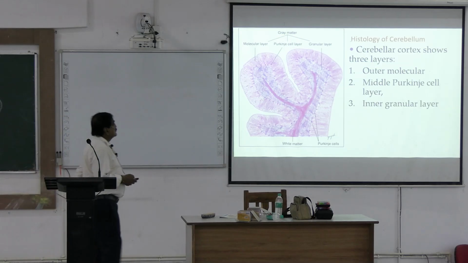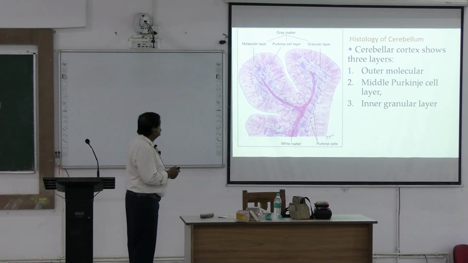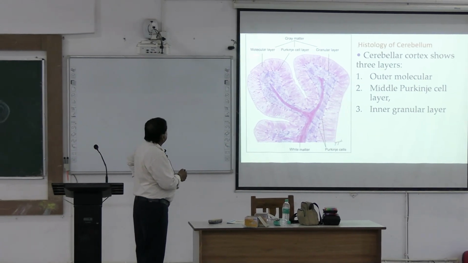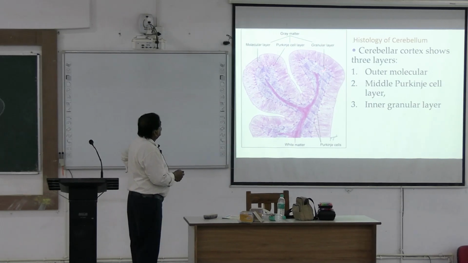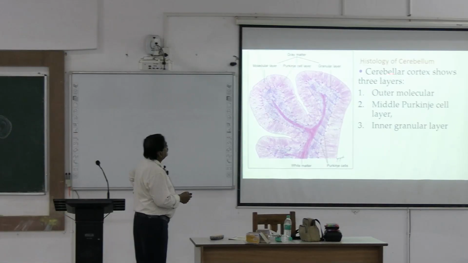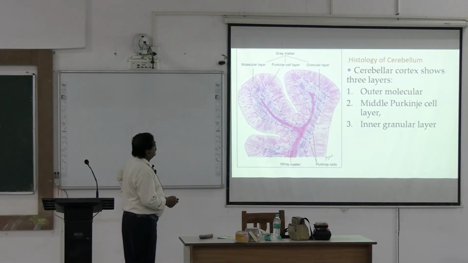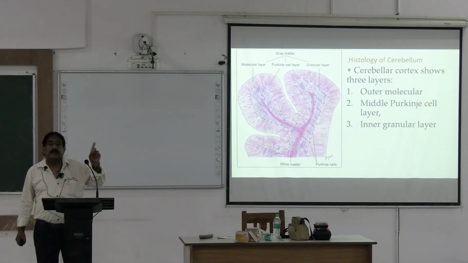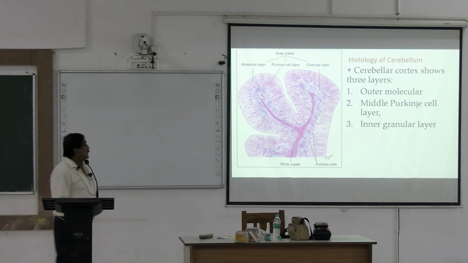Now, you see the histology of the cerebellum. The cerebellar cortex shows 3 layers: the outer molecular layer, the middle Purkinje cell layer, and the inner granular cell layer. Please see it in the histology slide in the lab.